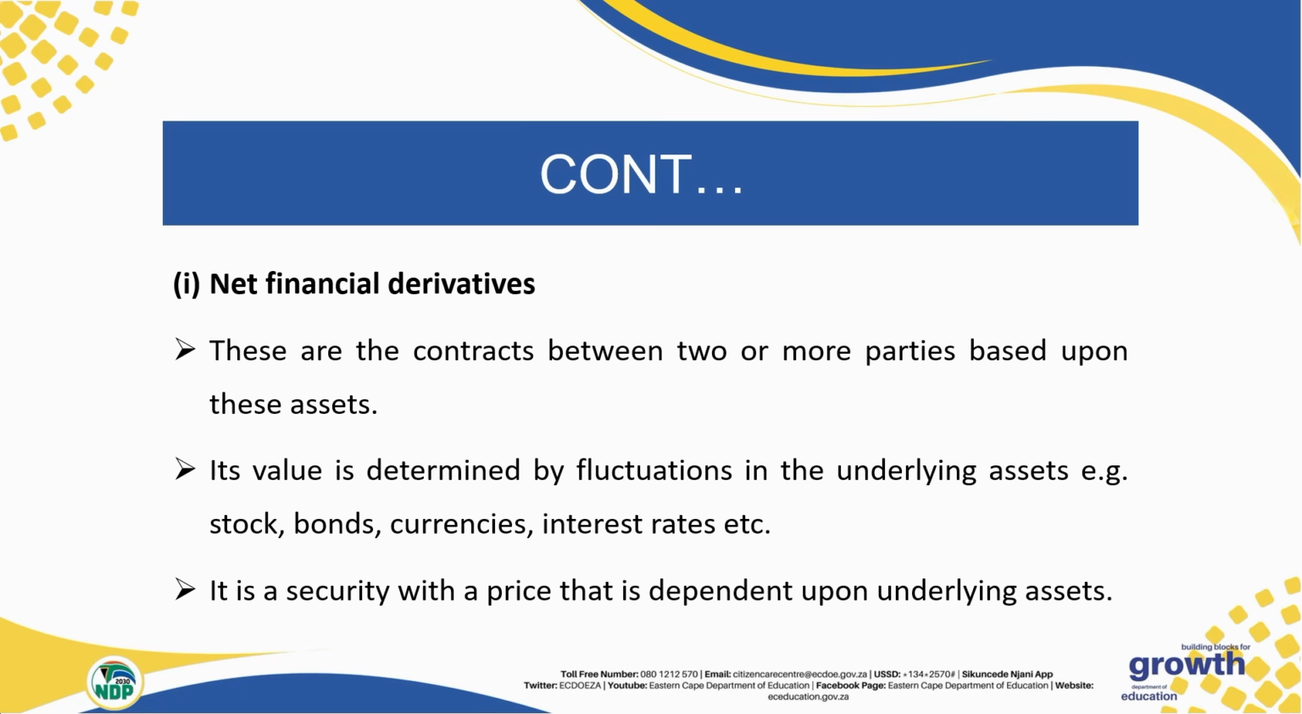The next sub-account is called the net financial derivatives. The net financial derivative refers to a contract made between two or more parties upon underlying assets. Whatever assets they agree on, it is recorded under the financial derivatives. The value of this one is determined by the value of the underlying assets. For example, if we talk about stocks in the market, if the value of a stock increases, then that impacts the net financial derivatives.